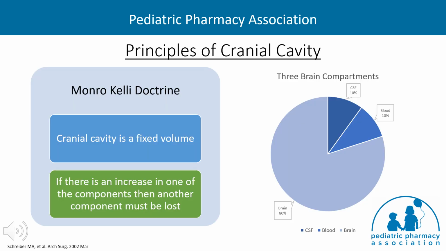There are principles of the cranial cavity that help us better understand why there are so many consequences of TBI. The first is the Monro-Kellie doctrine that says that the cranial cavity is a fixed volume. And with this fixed volume, if there's an increase in one of the components, then another component must be lost. And as you can see here in the diagram on the right, the three compartments of the brain are cerebrospinal fluid, blood, and the brain. So if there's brain swelling due to traumatic brain injury, then that would result in an increase in the brain matter portion of the cranial cavity, which would then cause other components to have to decrease. And so that's when our therapies come into play.